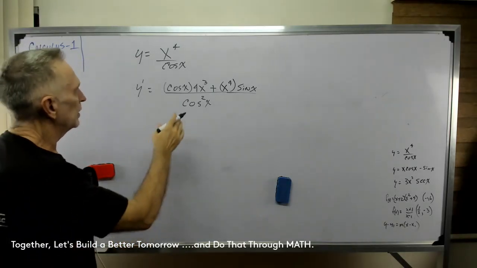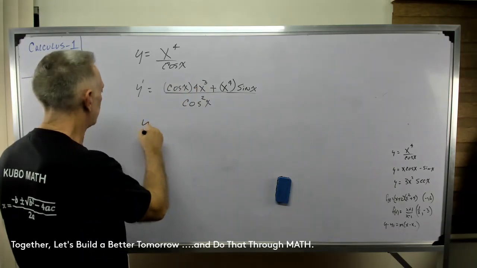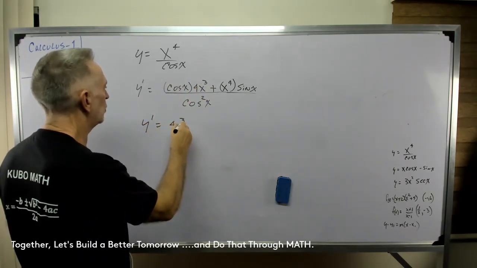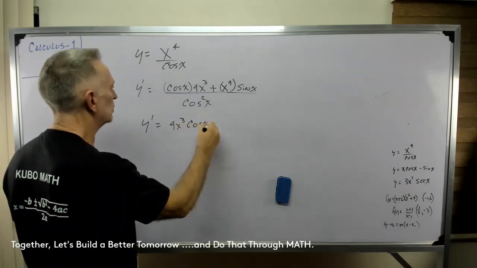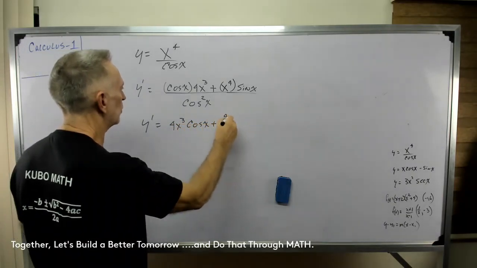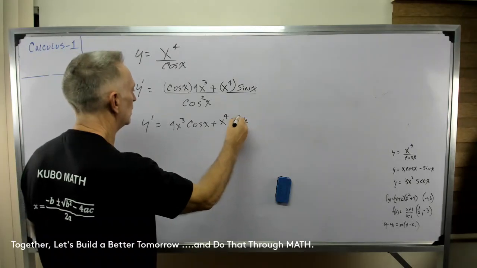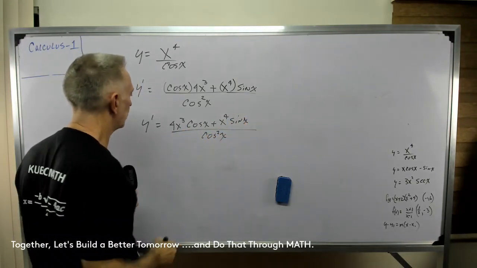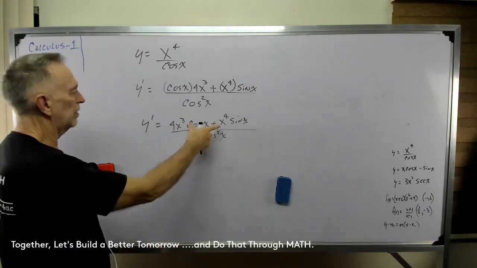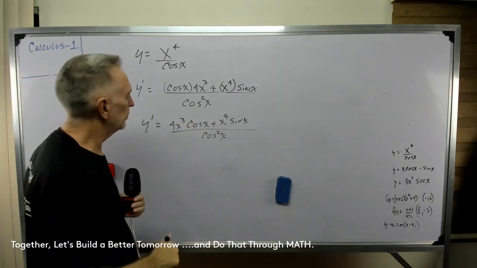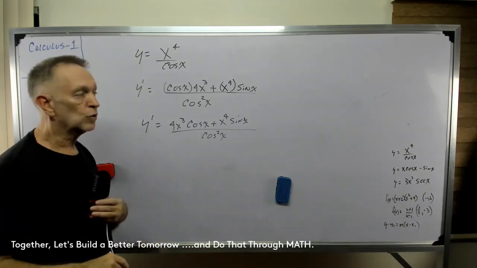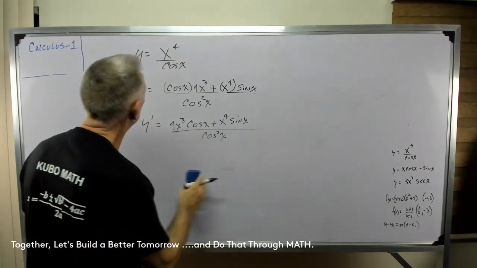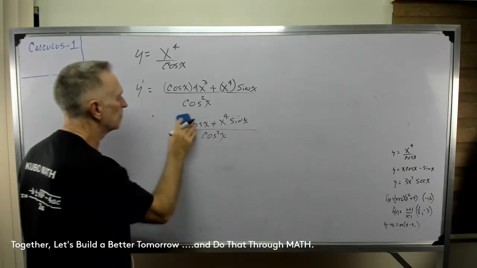Okay, now then, let me just kind of clean it up a little bit. Bring this: 4x cubed cosine x plus x to the 4th sine x over cosine squared x. Of course, we could factor out an x cubed. We could do that. Okay, that was the quotient rule on taking the derivative of x to the fourth over cosine x.